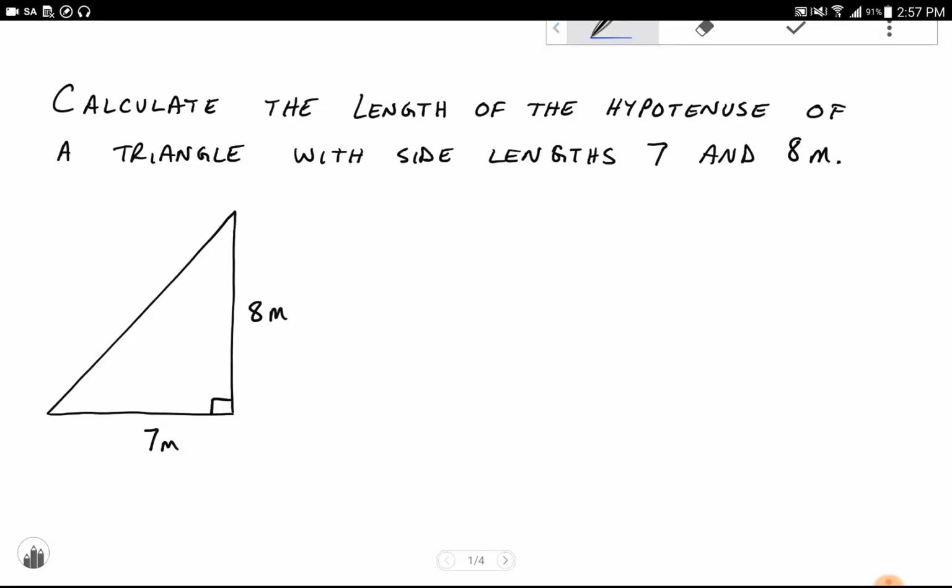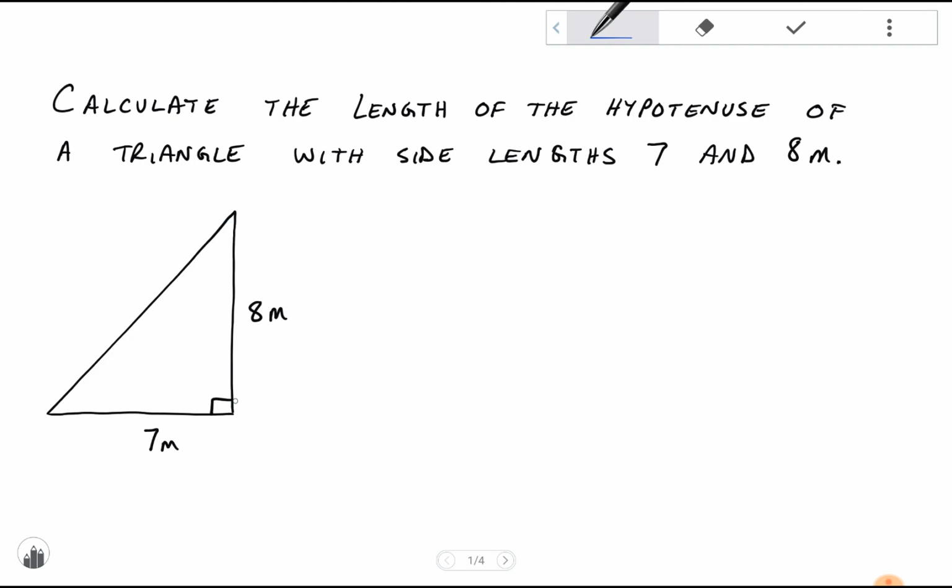Calculating the length of the hypotenuse. Here we have a triangle, a right triangle, because right in this corner is 90 degrees. And this is for this question right here. Calculate the length of the hypotenuse of a triangle with side lengths 7 and 8 meters. So it's already been drawn here.